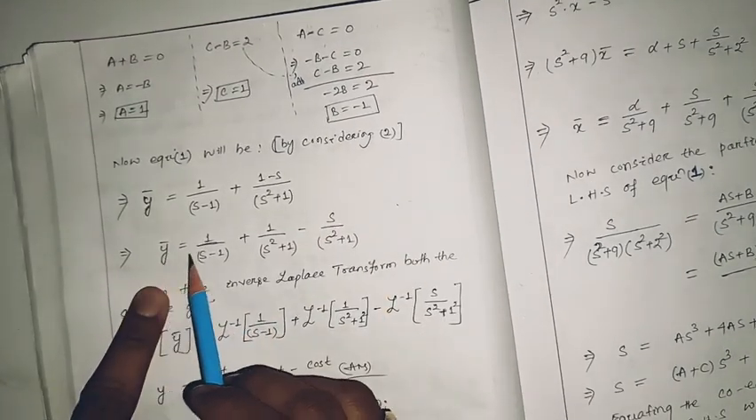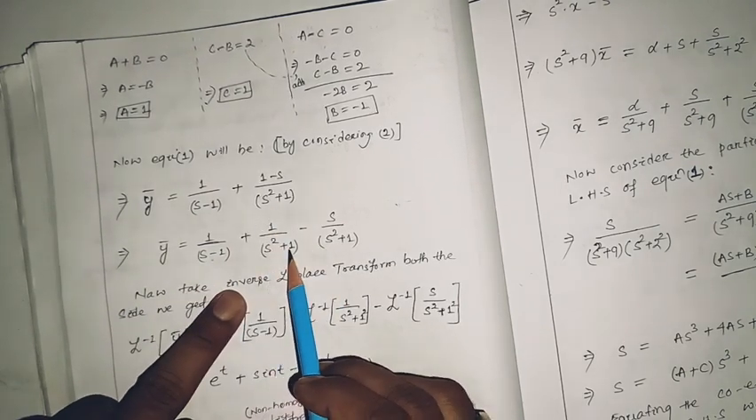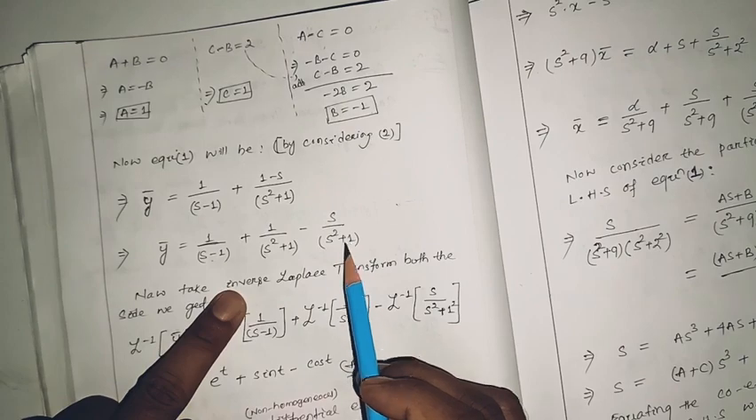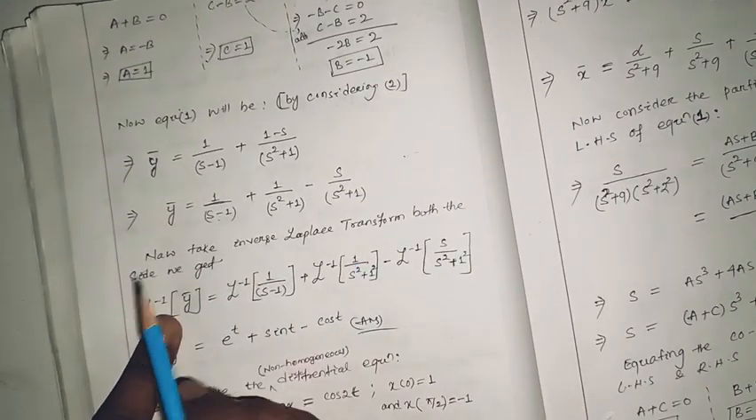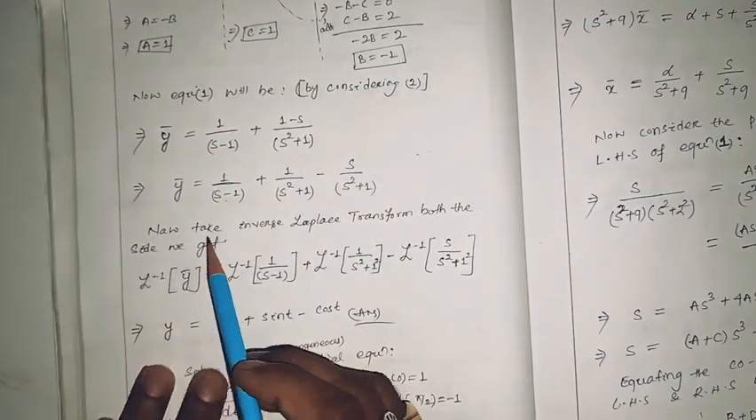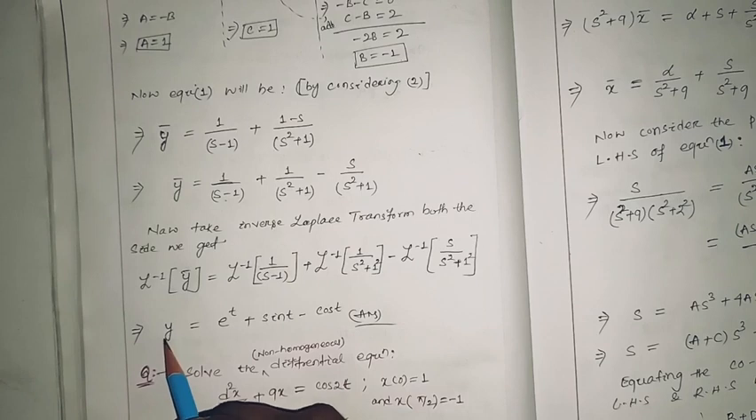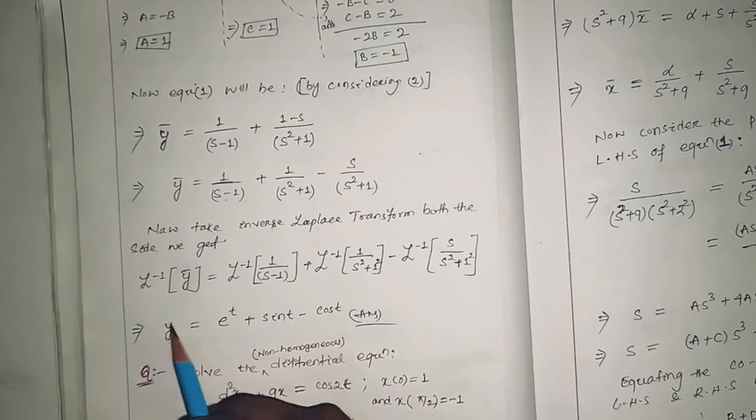So we found y bar equal to 1 by s minus 1 plus 1 by s square plus 1 minus s by s square plus 1. Now we are going to take the inverse Laplace transform, because our requirement is finding the y, or the solution of the differential equation, which means we have to find out the y.